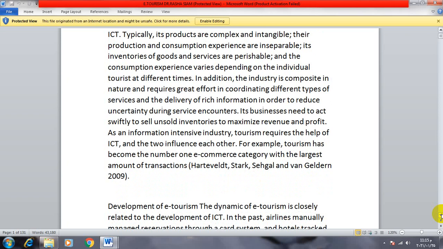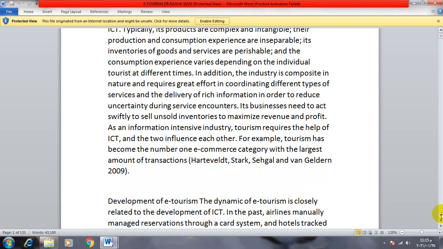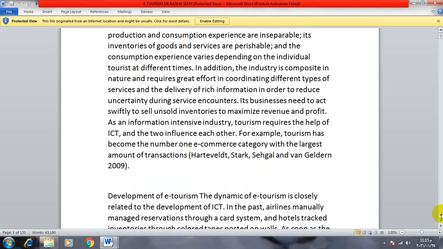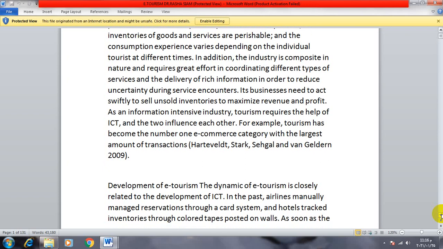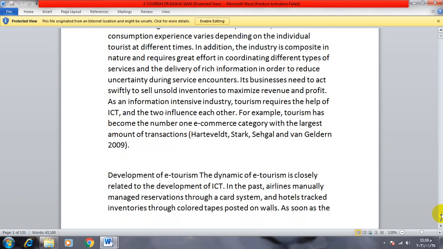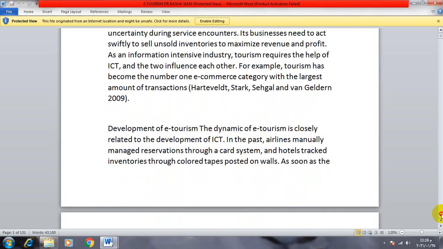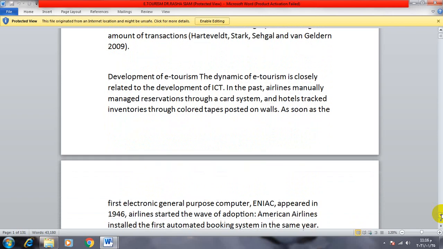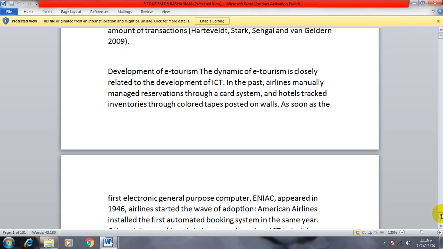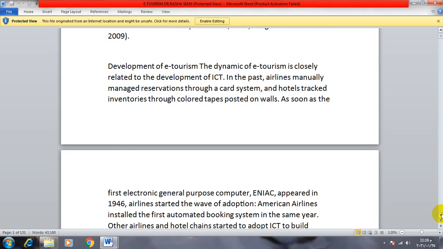Development of e-tourism. The dynamic of e-tourism is closely related to the development of ICT. In the past, airlines manually managed reservation through a card system, and hotels tracked inventories through color tapes posted on walls. As soon as the first electronic general-purpose computer, ENIAC, appeared in 1946, airlines started the wave of adaptation.